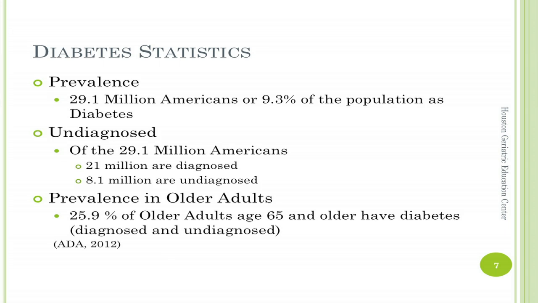So those numbers, when you think about how many older adults there are, are quite large. In the year 2000, there were 35 million elderly. So that would mean 9 million have diabetes. And then in the year 2030, it's projected that there are going to be 71 million elderly. So that would mean almost 18 million of them have diabetes. So this is a big problem now, and it's going to continue to be a very big problem.